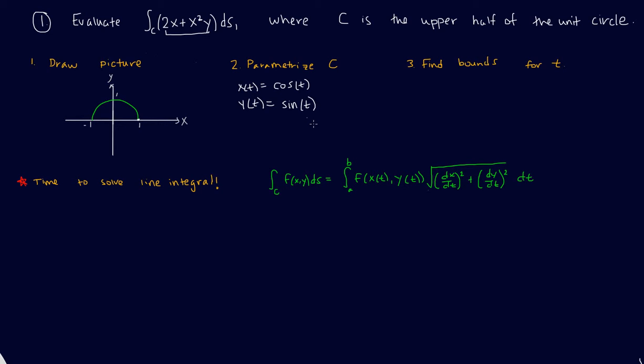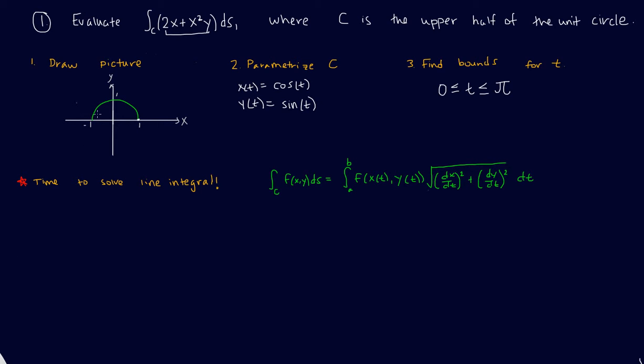Now, I need to find the bounds for t. I want to figure out what I'm tracing out. In this case, I'm not tracing out the whole unit circle, just the upper half. That's why it's important to draw a picture, because I can clearly see that I need to restrict my bounds on t. Well, I know I'm going to start at 0 because I'm starting at the beginning of tracing everything out. But I'm only going halfway around. So the upper bound for t is pi. That will trace out half of the unit circle. If I went all the way to 2 pi, I'd also trace out the bottom half. But I don't want to do that.